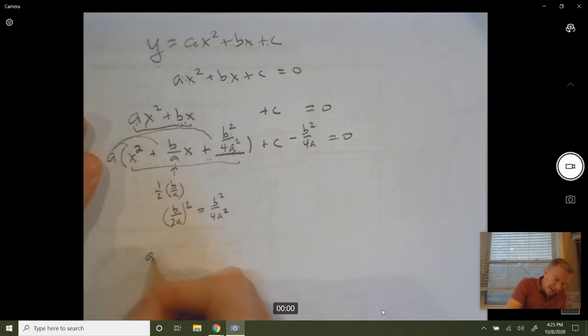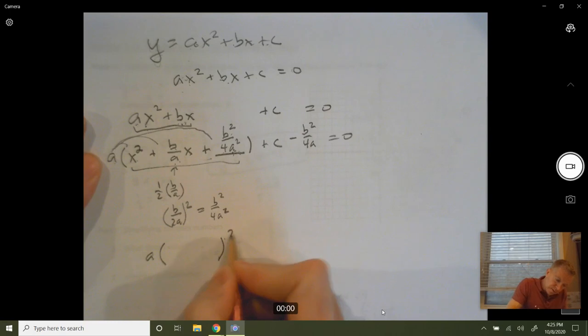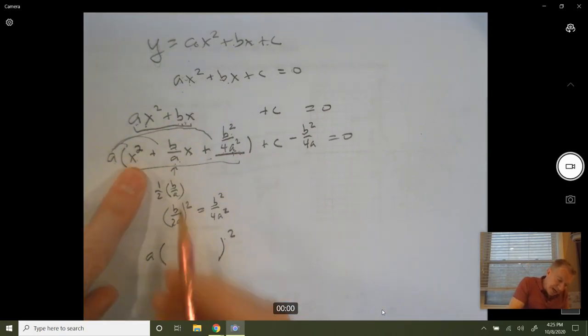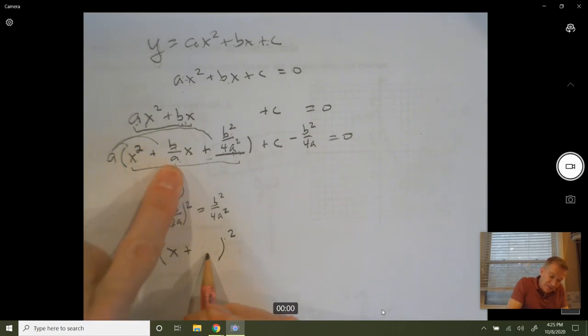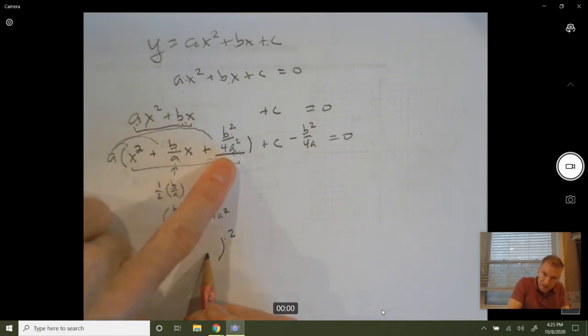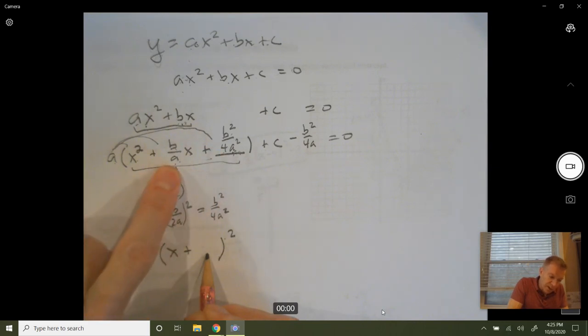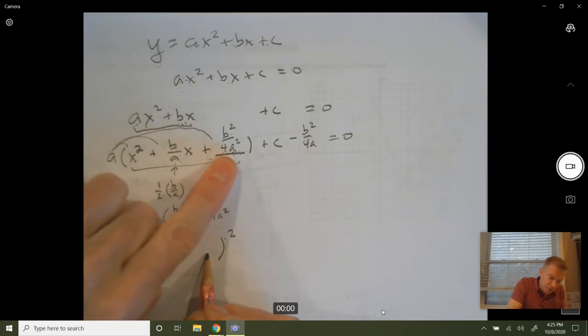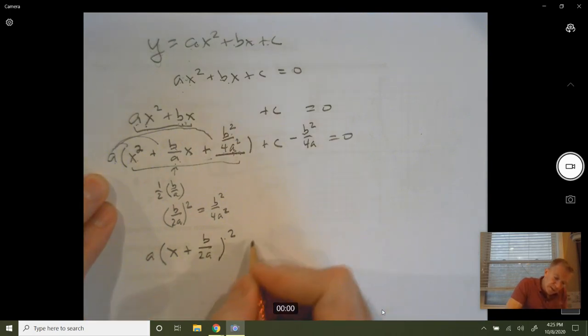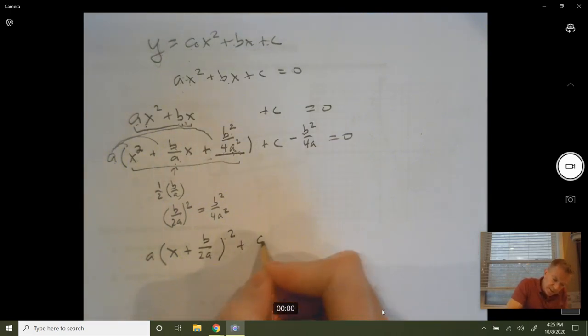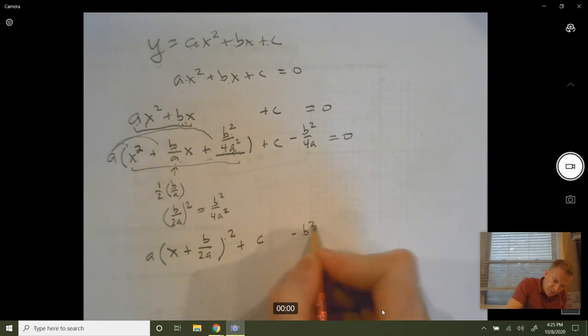So I've got a times something squared, and it should be x plus, and remember what this term is. It's half of this, or it's the square root of that. It's really both of those things. Half of this would be b over 2a. Square root of this would be b over 2a. So b over 2a. Then we get plus c minus b squared over 4a.